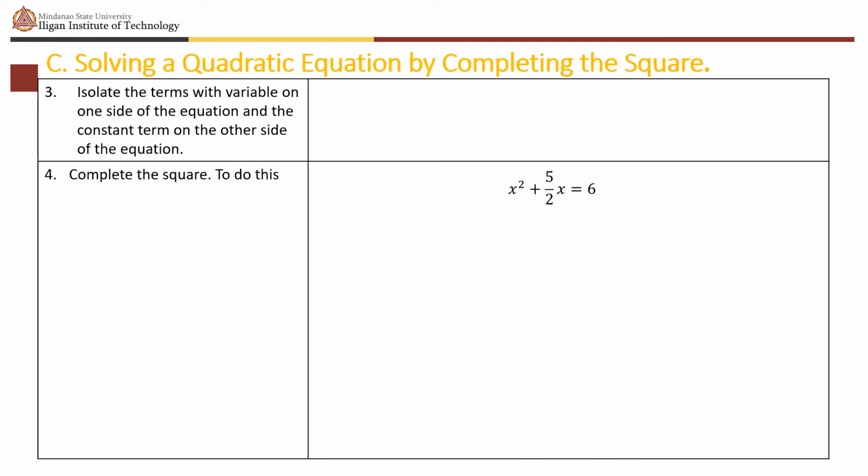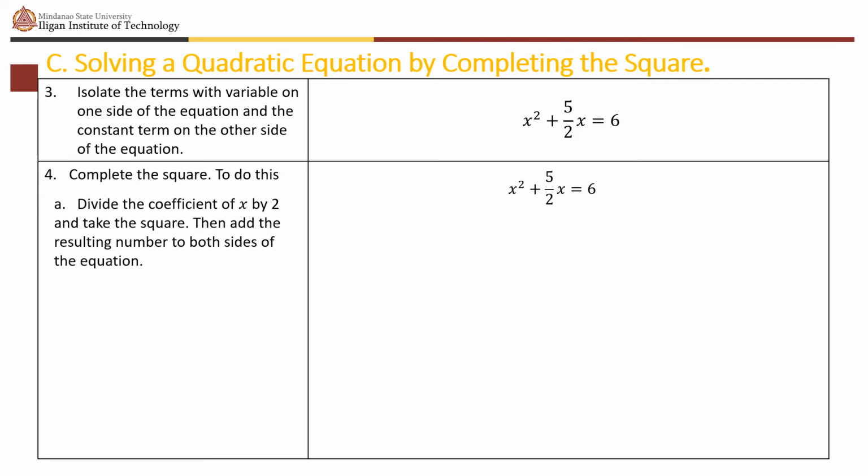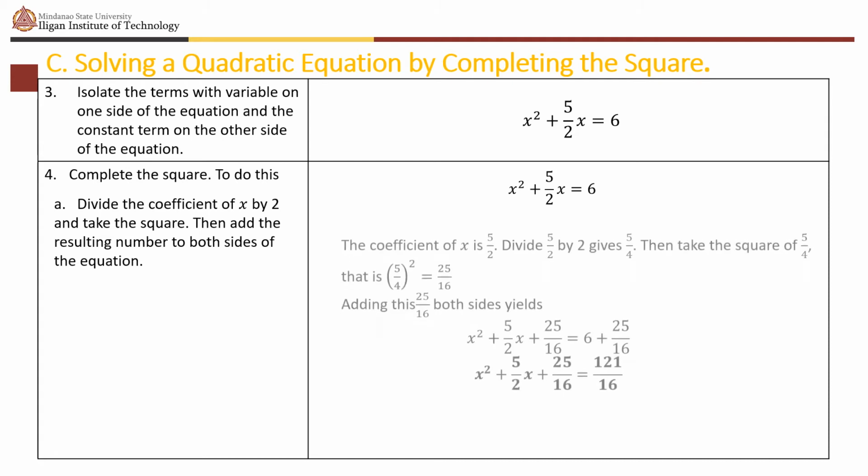Then isolate the terms with the variable on one side of the equation and the constant term on the other side. So you have x squared plus 5 over 2x equal to 6. Then complete the square. To do this, divide the coefficient of x by 2 and take the square, and then add the resulting number to both sides of the equation.